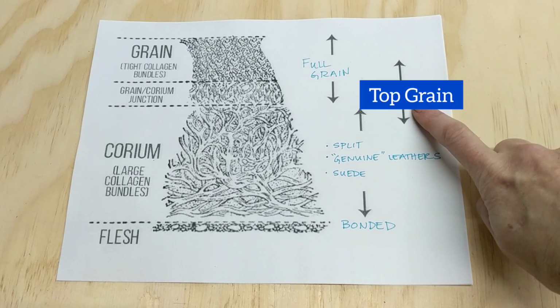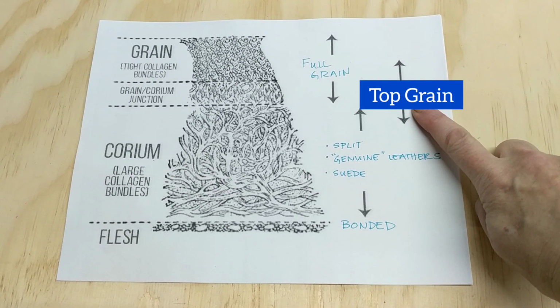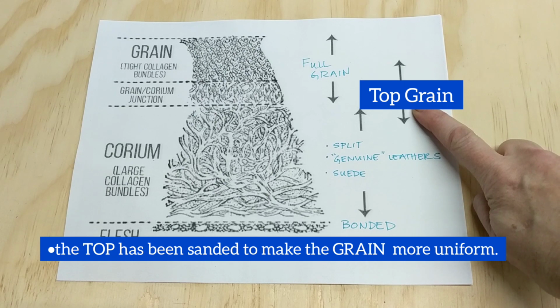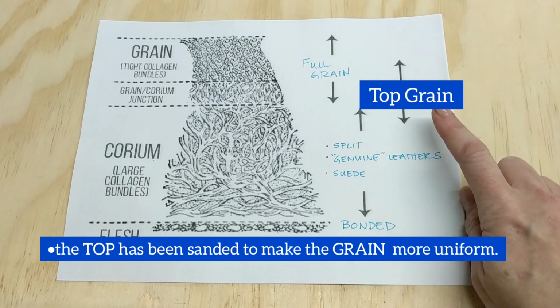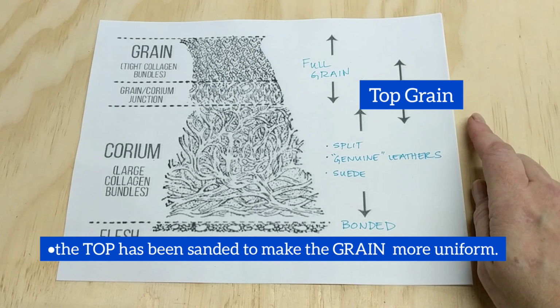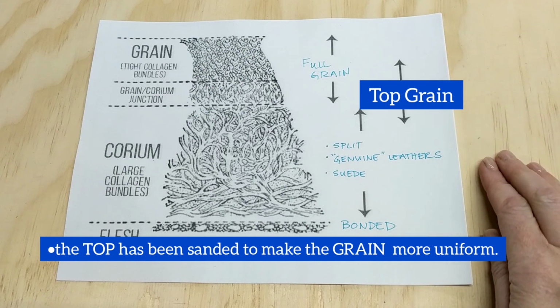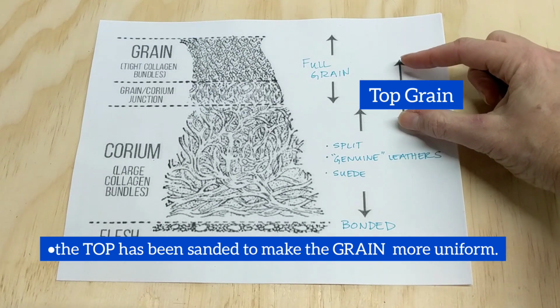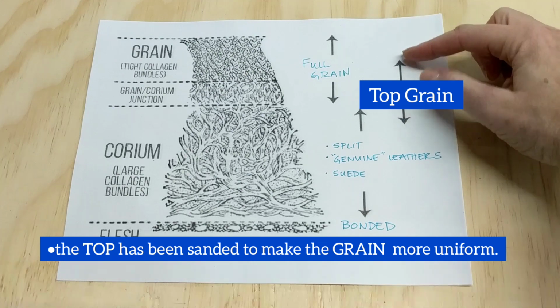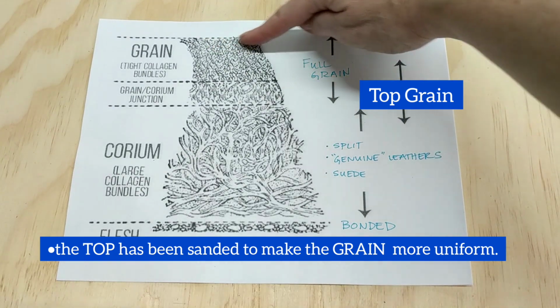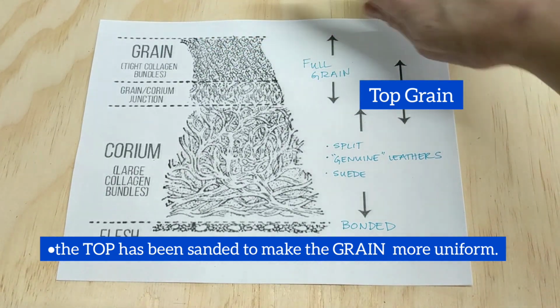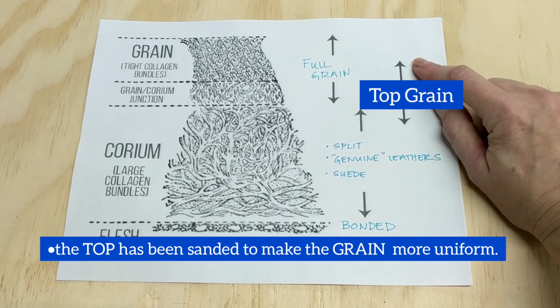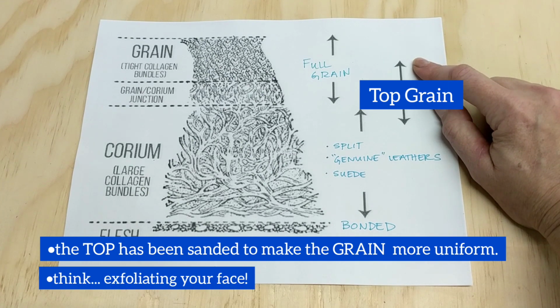Now the next level down, we have top grain. That is very similar to full grain, but the actual top has been sanded away to make the grain more uniform. So essentially it's almost all the full grain where they just sand off the top part. So it removes some of those blemishes. I like to think of top grain, ladies, as kind of like your skin after a good exfoliation.